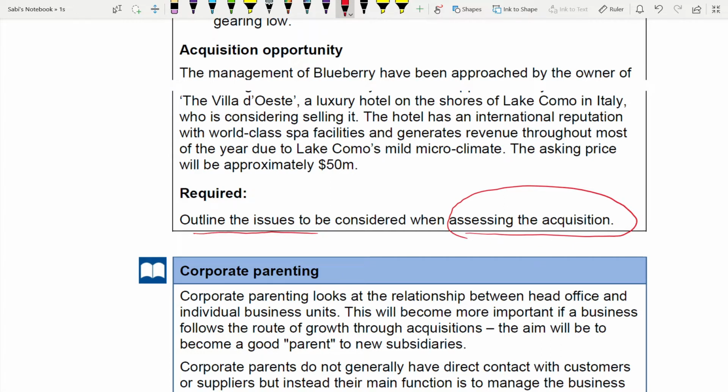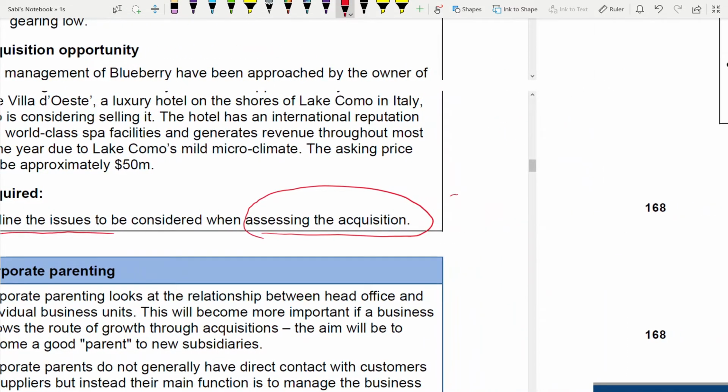Very simple. Whenever they say evaluate whether the strategy is worthwhile or not, or assess the acquisition, use this model. The SAF model you have to use. That's what they are asking. What does SAF stand for? S stands for suitability, A stands for acceptability, F stands for feasibility. You have to use this model simply.